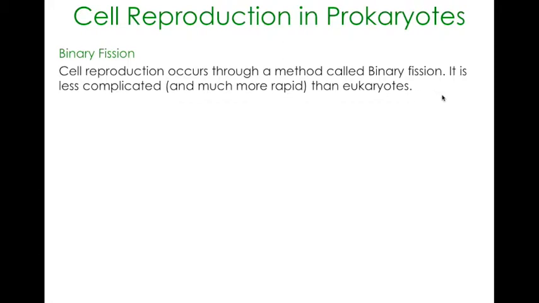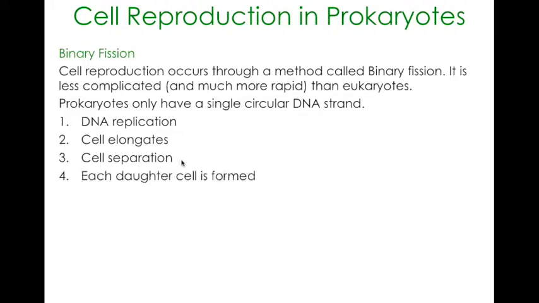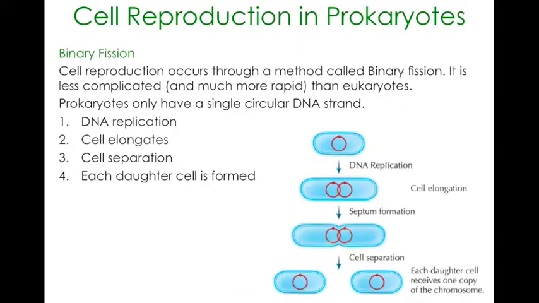Okay, so instead of having chromosomes, chromatids, and chromatins like eukaryotic cells tend to have, prokaryotic cells like bacteria and archaea only have a single circular DNA strand, which is called a plasmid. Okay, now that plasmid goes through a very simple process. The DNA will replicate to form two plasmids. The cell then begins to grow in size and elongate, and then it will separate along the middle, and each daughter cell will form, and that entire process looks a little bit like that.